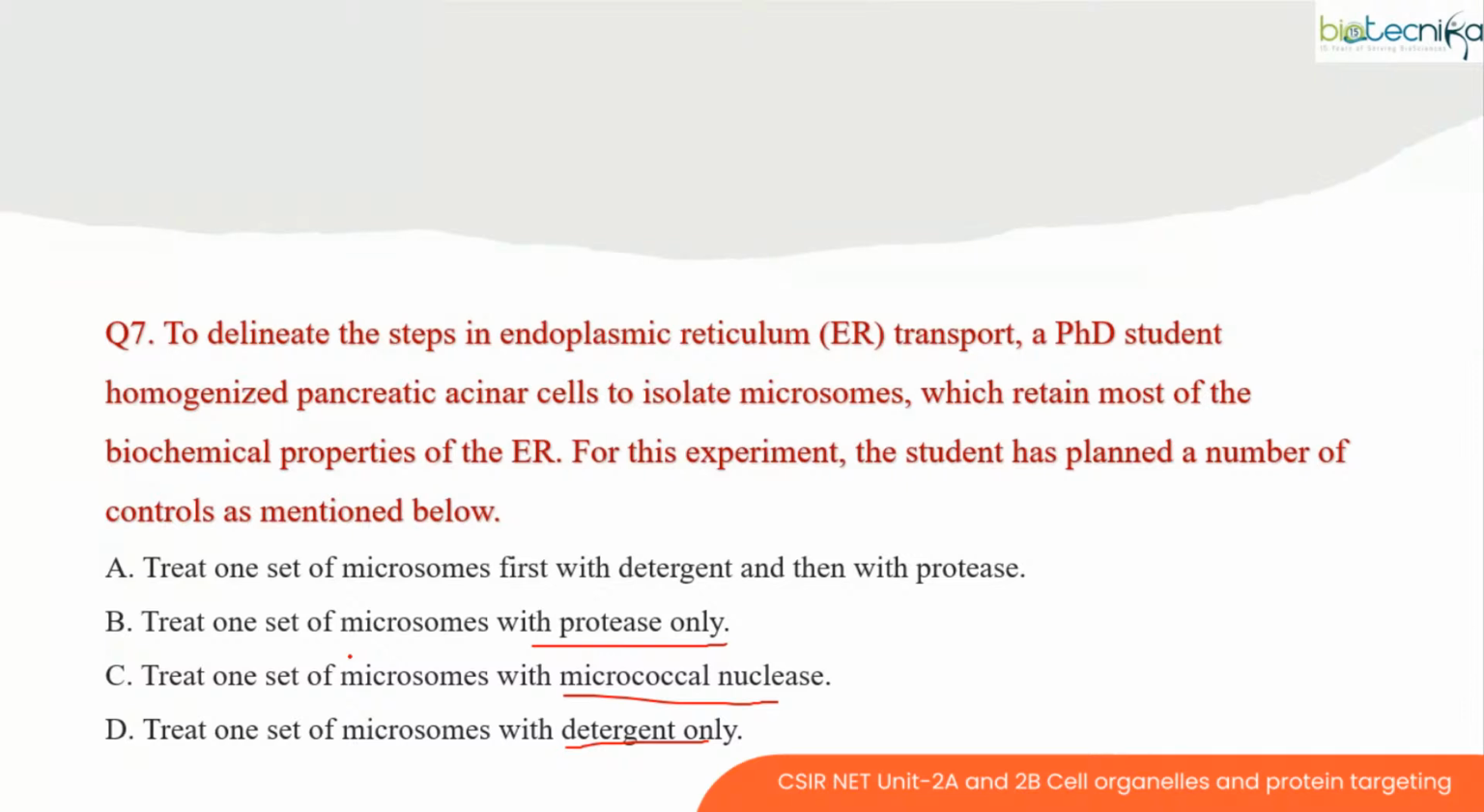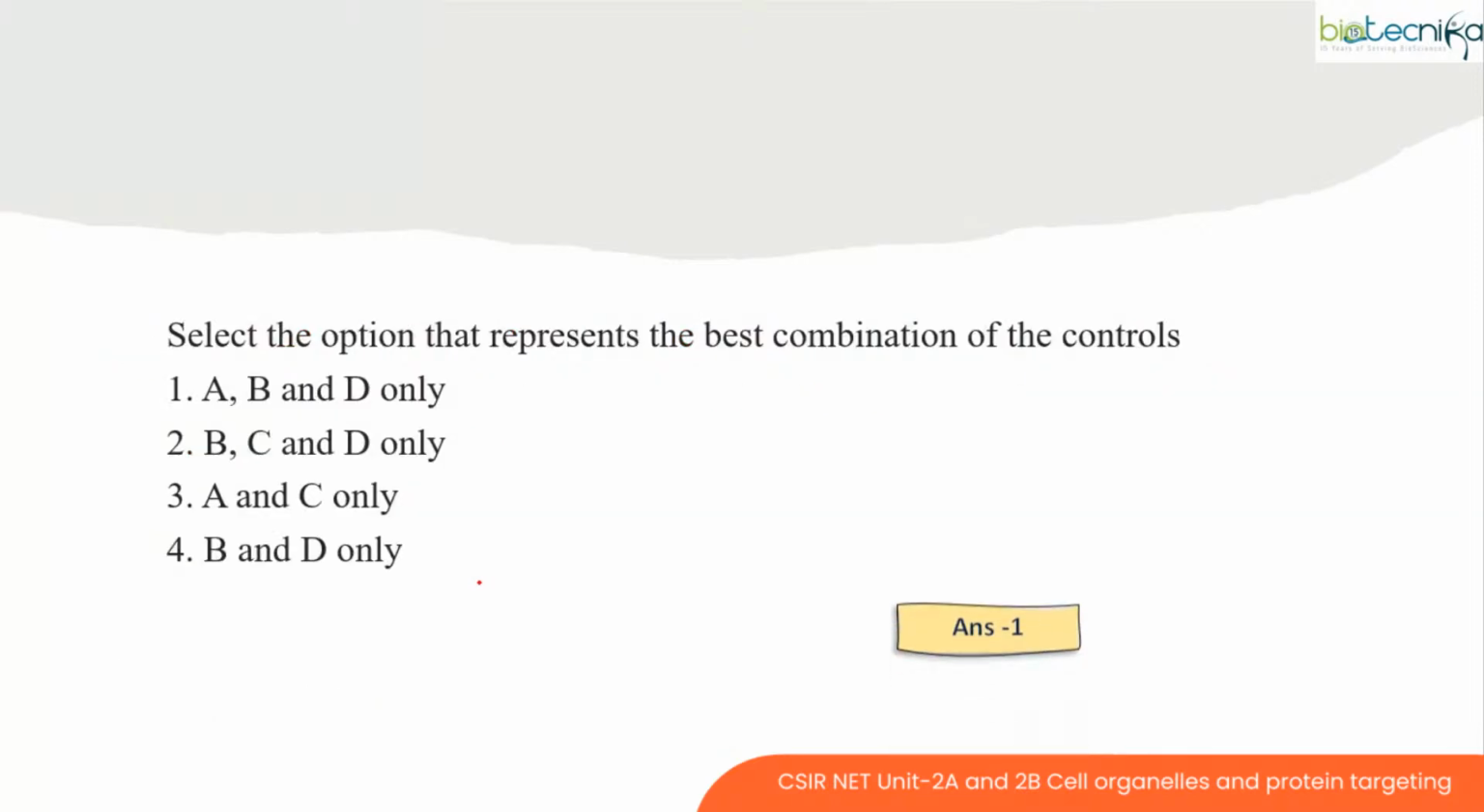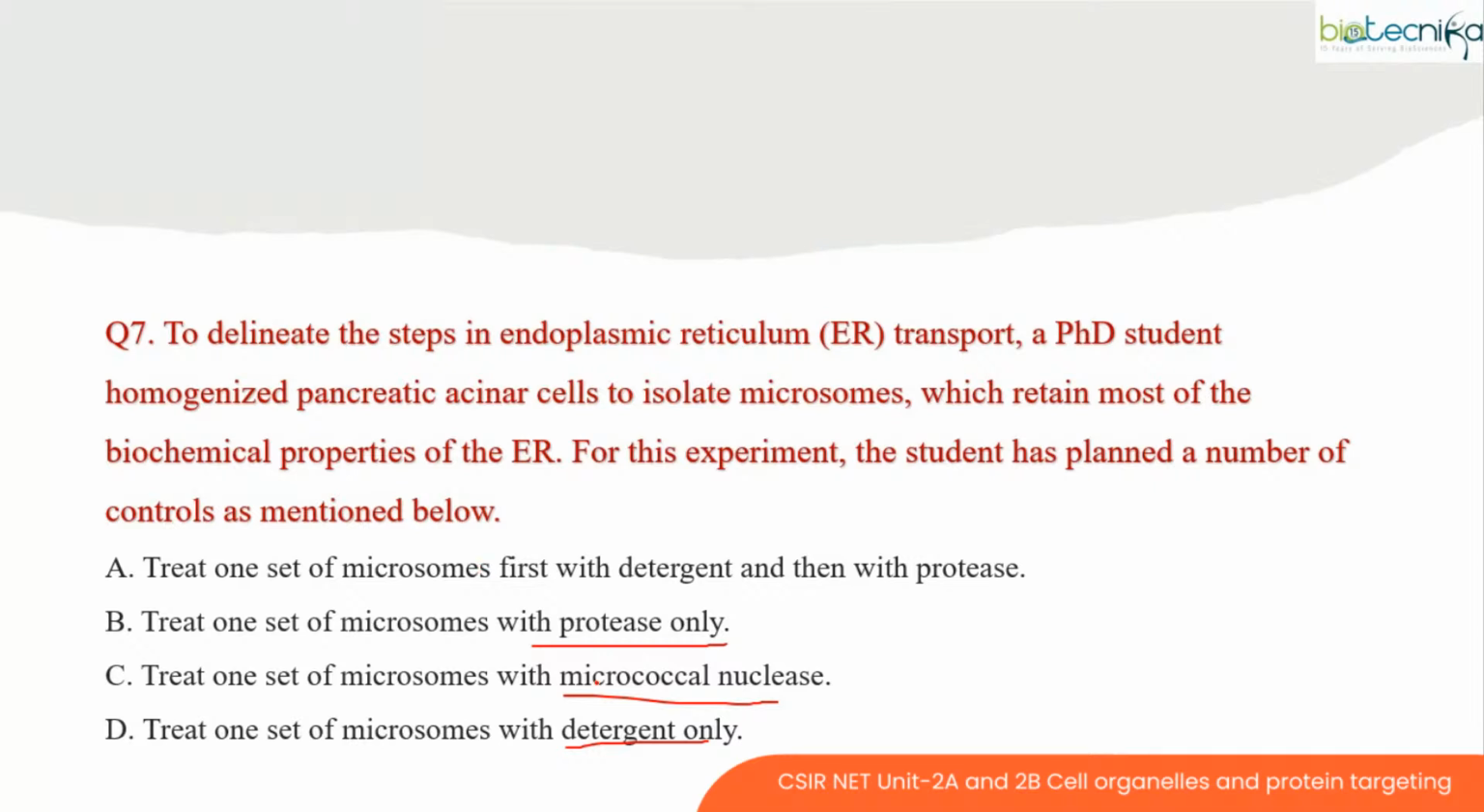What is the combination of controls? No idea. See, this is a very simple question. The correct answer over here is A, B, and D. So why are we eliminating the nucleases out of this? What is the function of nucleases? And what is the function of proteases? A very simple question to all of you.